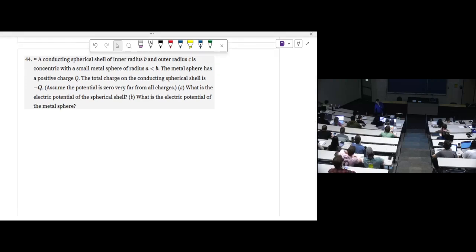Let's see here. A conducting shell of inner radius B and outer radius C is concentric with a small metal sphere, also conducting, of radius A less than B. So we've got some sort of setup like so.